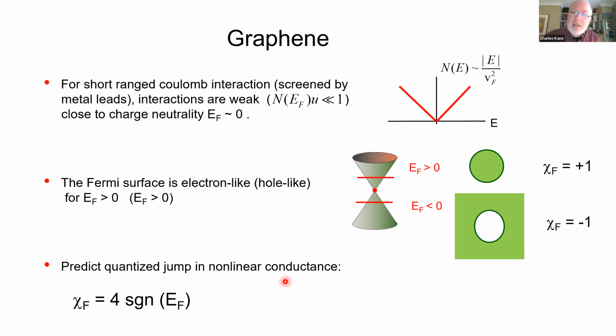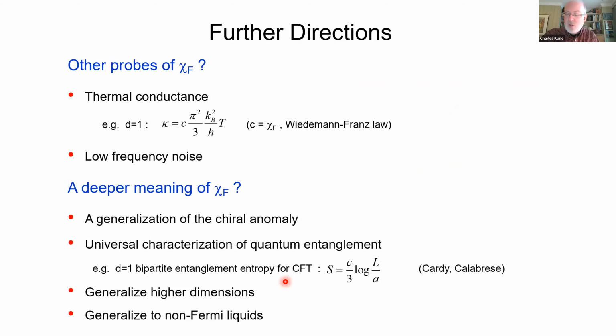So I should probably finish up here. I don't know if I'm already too late, but let me just say, I think this idea points to a number of further things that one can calculate. One question is whether there are other probes. One sort of epiphany I've had is that there is this fundamental characterization of a metal, which is the Euler characteristic, and that's a quantized number. I've come up with some kind of probe that can potentially probe that. One can ask whether there are better ones.